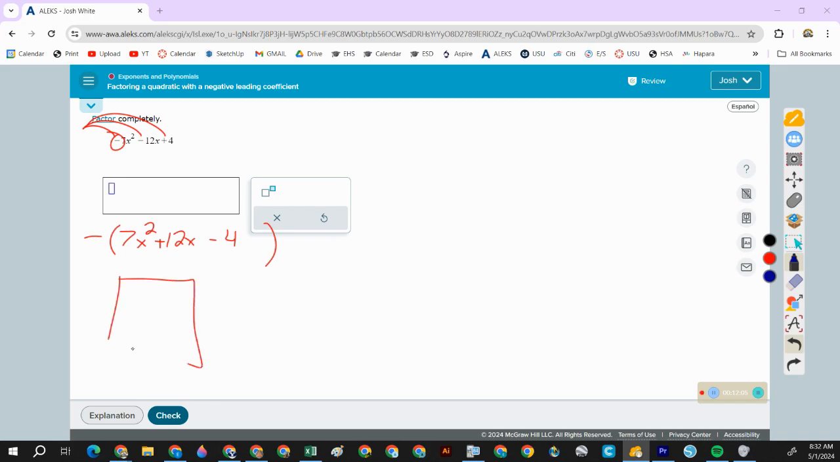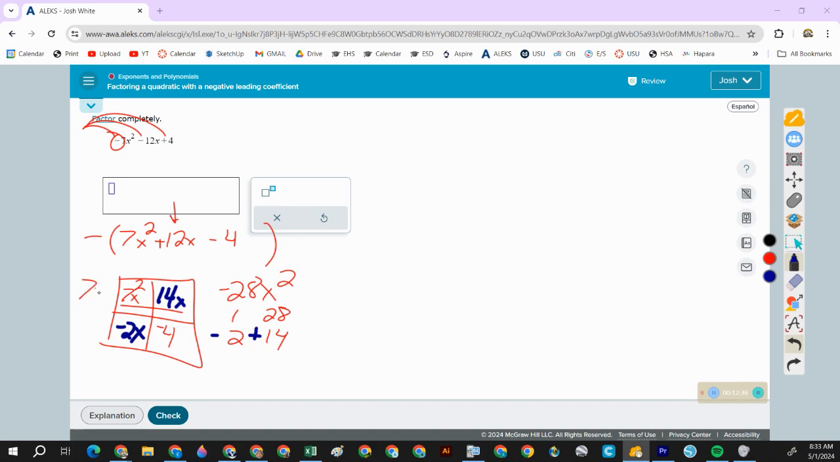And now in the box, we have 7x squared and negative 4. Multiply those together, and I get negative 28x squared. And I'm looking for a 12. So 1 and 28, 2 and 14, and that's it. Negative 2 and positive 14. So 14x and negative 2x.